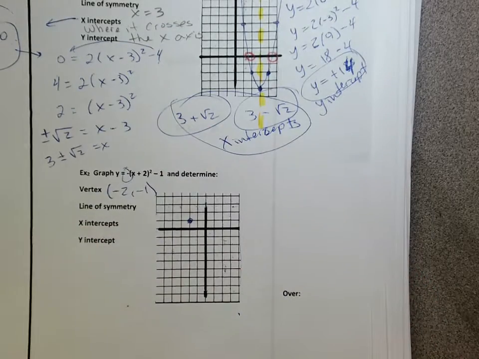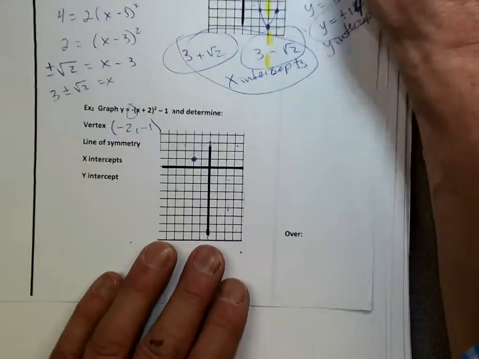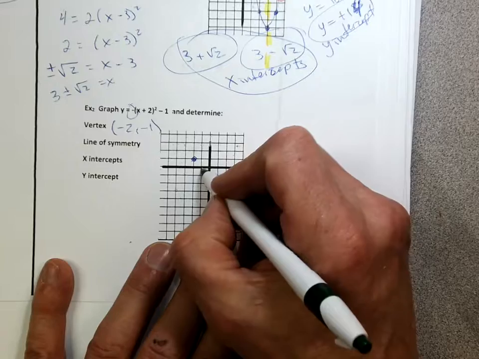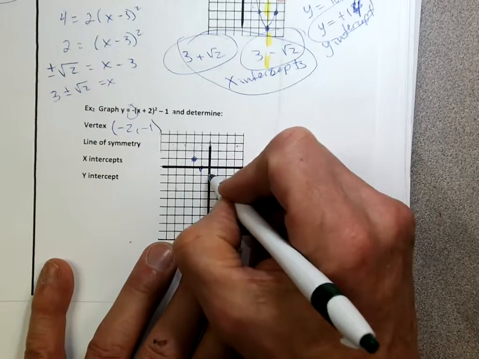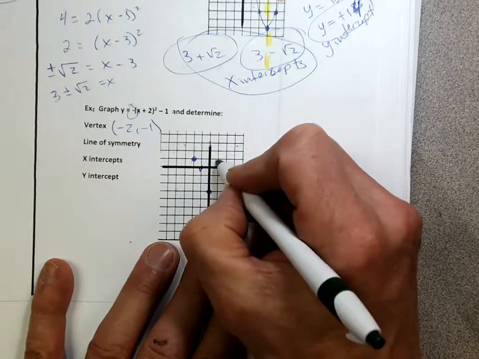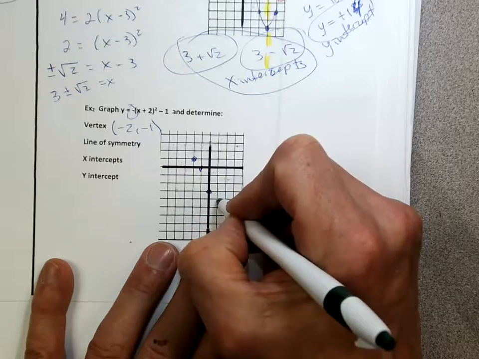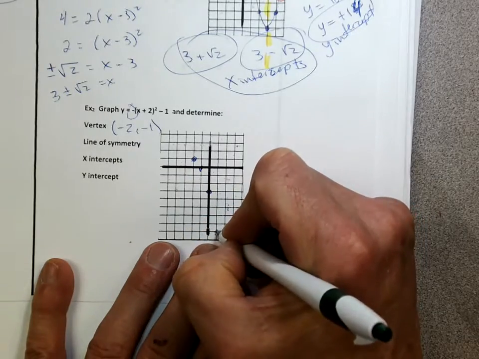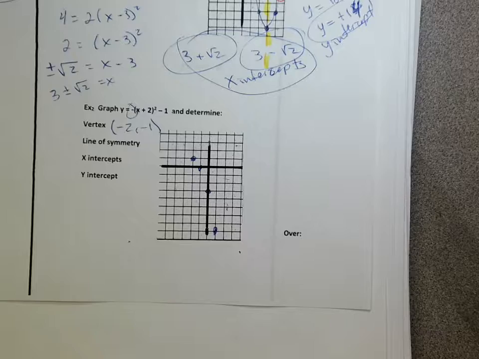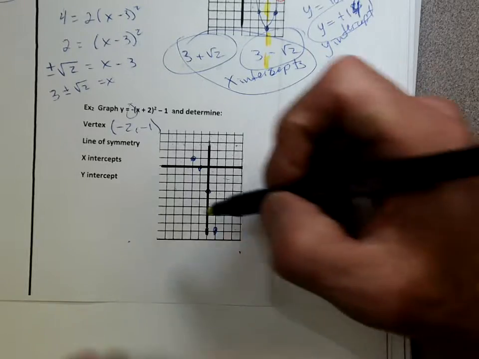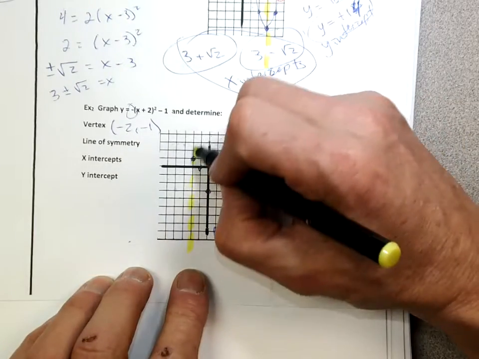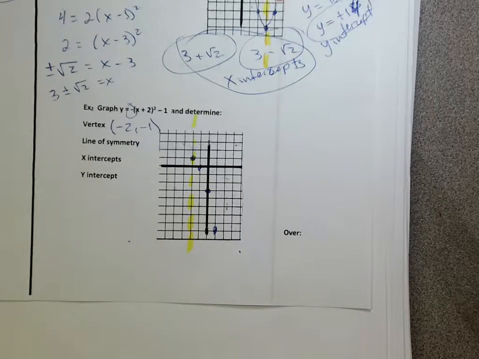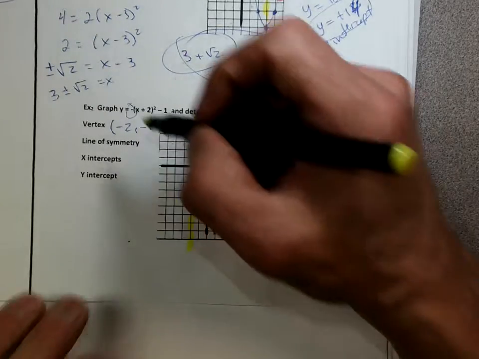I know it's upside down, right? It's upside down. So I'm going to go 1, 1, 2, 1, 2, 3, 4, 3, 1, 2, 3, 4, 5, 6, 7, 8, 9, right? I have a line of symmetry that goes right down the middle so that I can put the other points on the other side. It is upside down because of the negative, right?